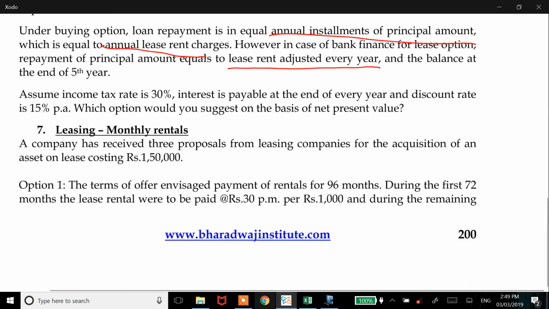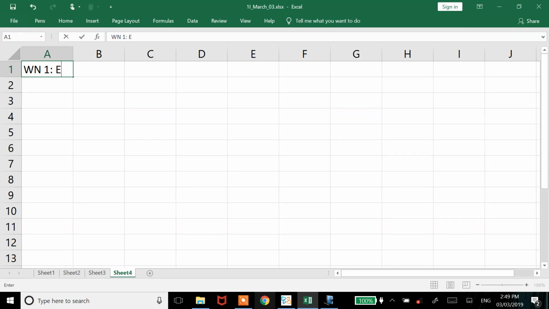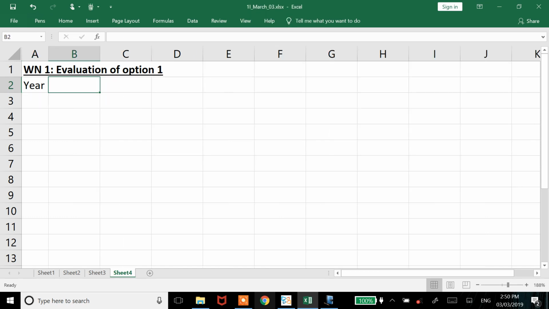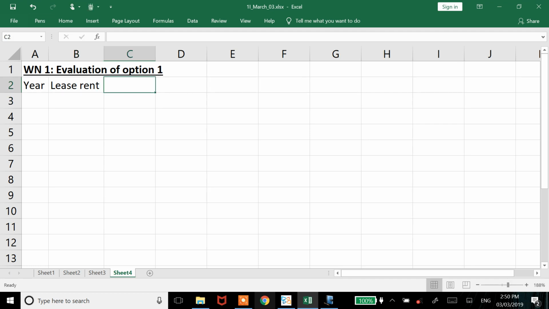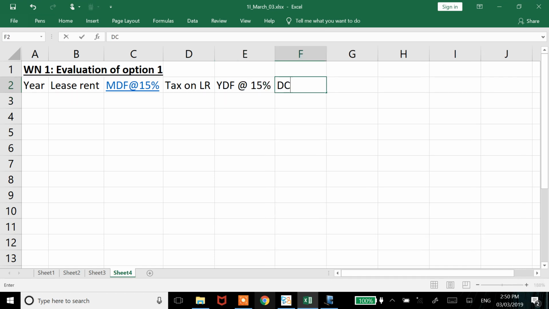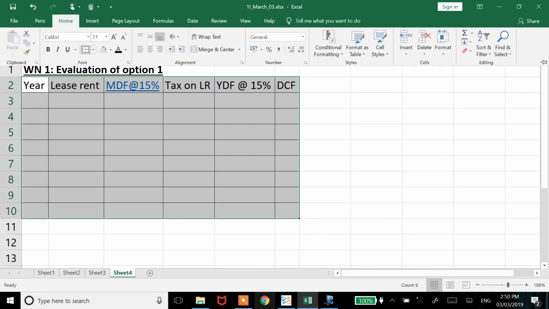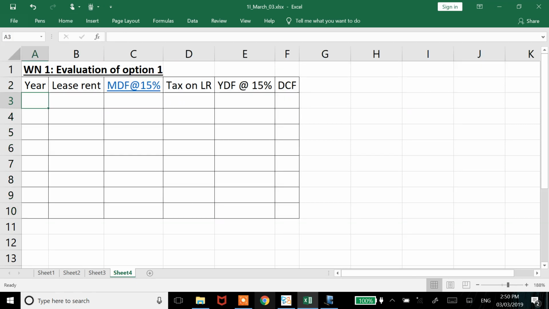Working note 1, evaluation of option 1. Year, lease rent, monthly discounting factor at 15%, tax on LR, yearly discounting factor at 15%, finally DCF.